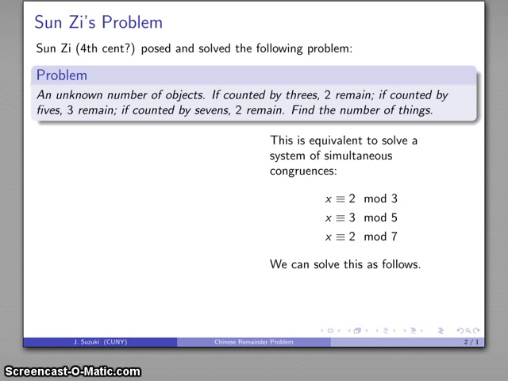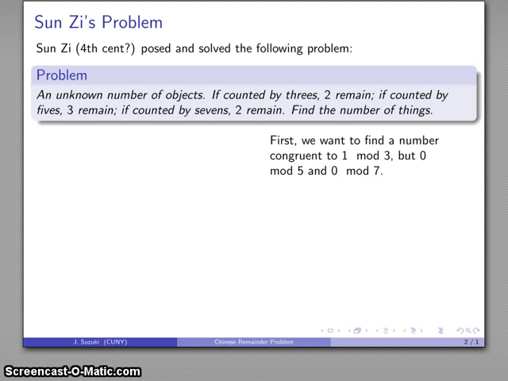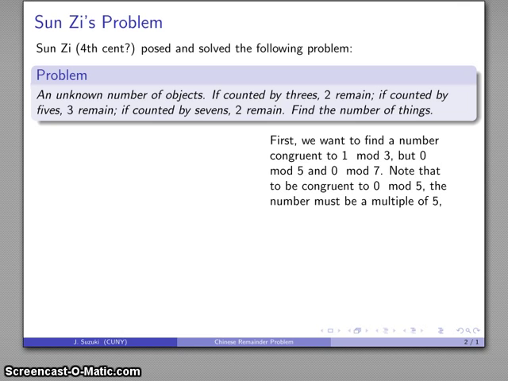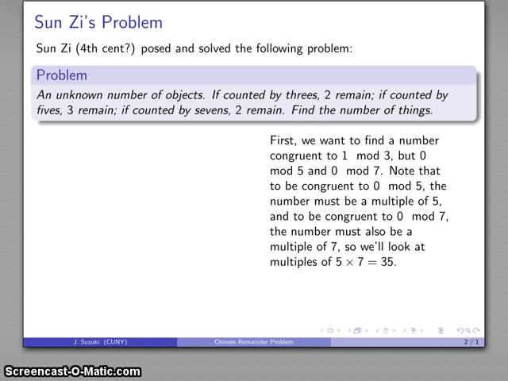This appears to be Sun Xie's approach, although he gives the solution without too much commentary. But the reasoning seems to be the following. What I want to do is find a number that's congruent to 1 mod 3, but also congruent to 0 mod 5 and 0 mod 7. And what that tells me, in order for it to be congruent to 0 mod 5, the number has to be a multiple of 5. And in order for the number to be congruent to 0 mod 7, it has to be a multiple of 7, which means that we should take a look at multiples of 5 times 7, multiples of 35.